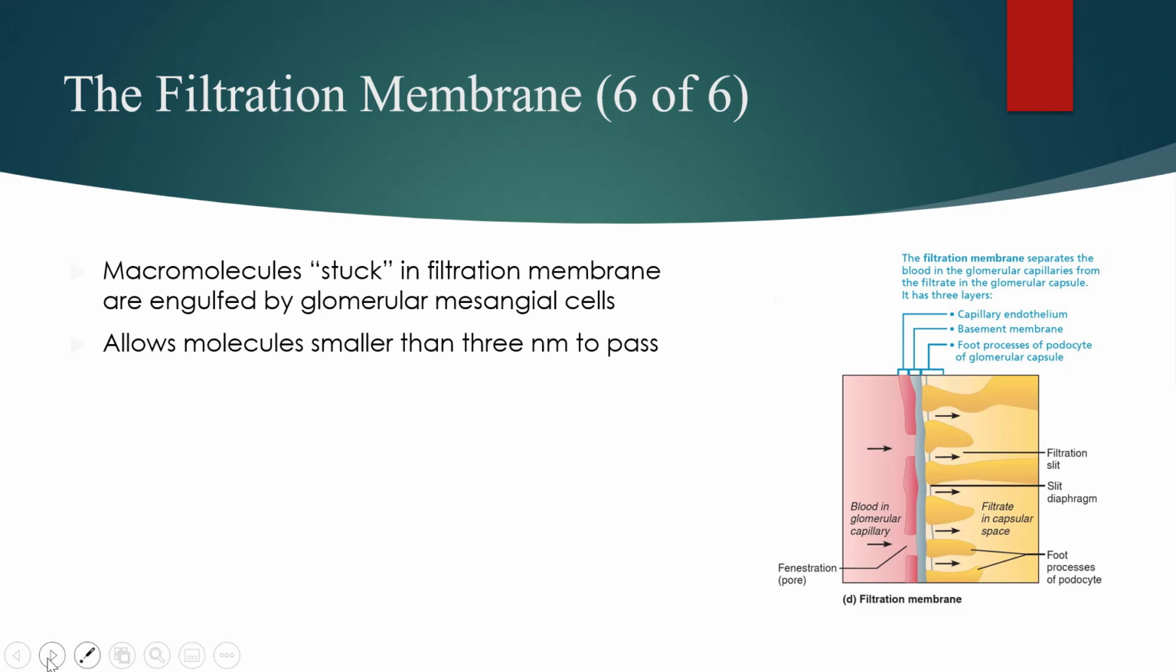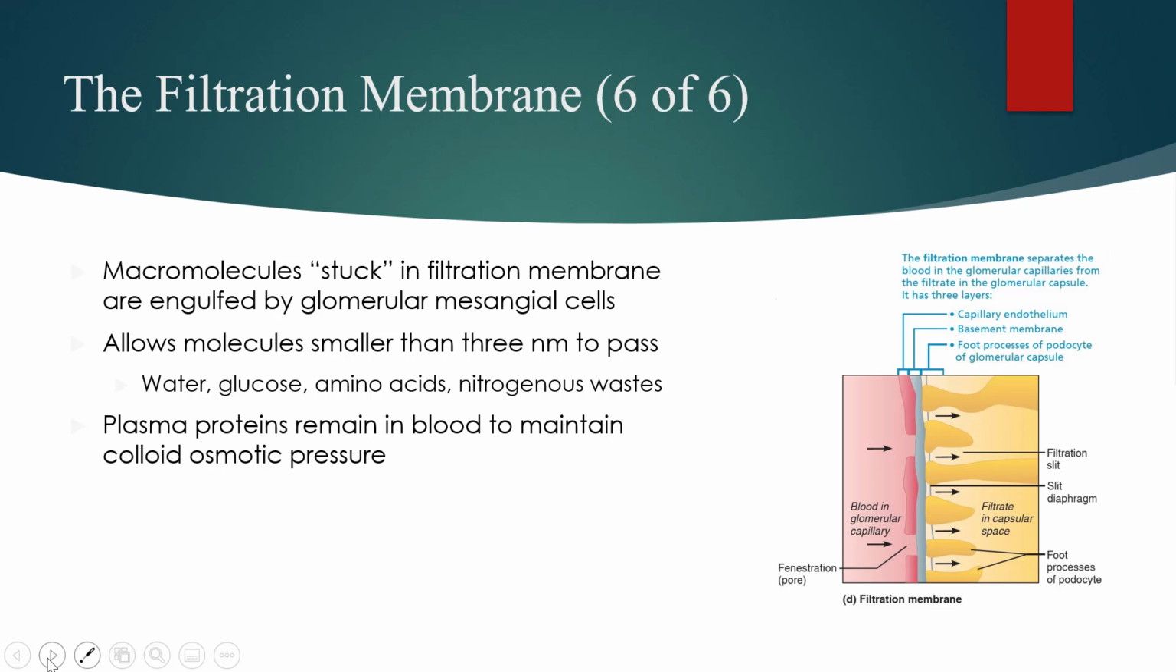The filtration membrane allows molecules smaller than 3 nanometers to pass: water, glucose, amino acid, nitrogenous waste, okay? Plasma proteins remain in the blood to maintain the colloid osmotic pressure. And it prevents the loss of all water into the capsular space. You should have a little bit of a pull effect, and that's your plasma proteins pulling your water back, so you can retain some in the blood.